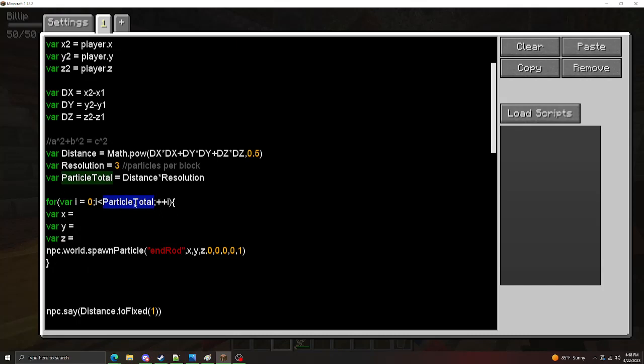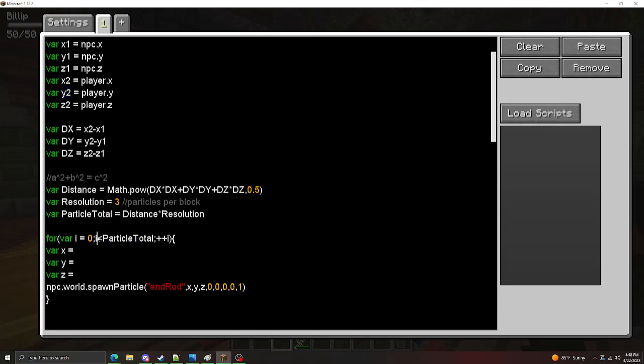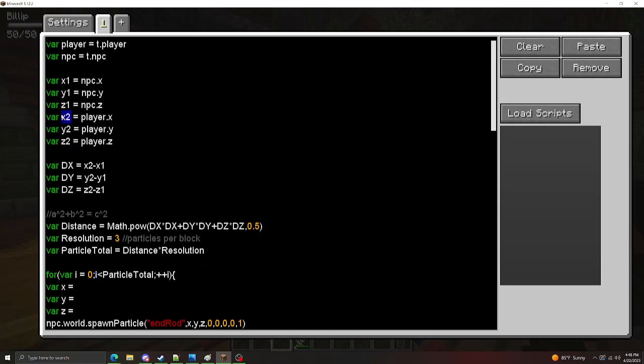So obviously we want the earliest particles to spawn at point 1, and we want the latest particles to spawn at point 2. So as i progresses, we want the particles to get closer and closer to the final point. At the start, obviously, it's just going to be at the start here. So x1, y1, z1, that seems obvious. Now we need to add an additional chunk of position to each of these for each iteration of the for loop.